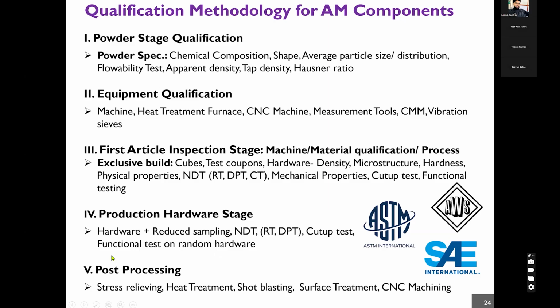And of course, the last step is the post-processing. It can be in the form of stress relieving or heat treatment to achieve the required mechanical properties, shot blasting to achieve the required surface finish, and also surface treatment to achieve the required corrosion properties. And CNC machining is required to achieve the dimensional and geometric tolerances of the components that are being made through additive manufacturing.